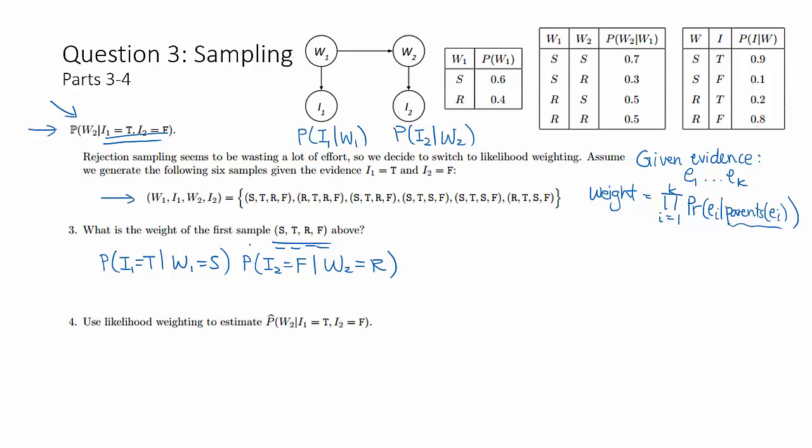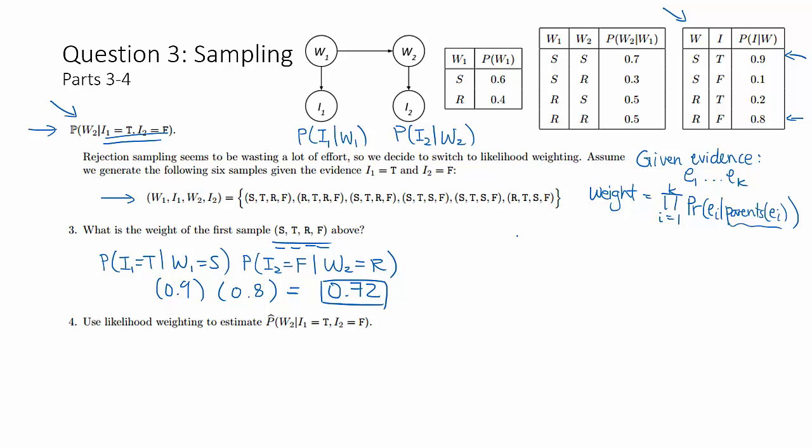Looking up values in this table up here, the probability that I1 equals T, given that W1 equals S, that's going to be this term up here, so that's 0.9. And the probability that I2 equals F, given that W2 equals R, that's going to be the last term down here, which is 0.8. And so multiplying these two numbers together, we get that the weight is 0.72.